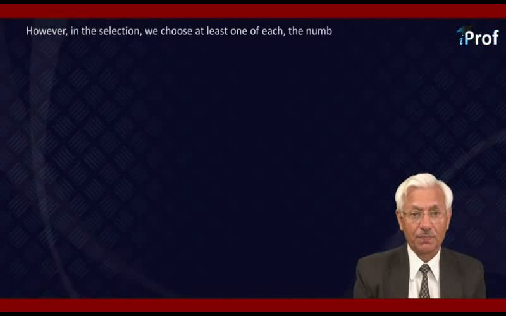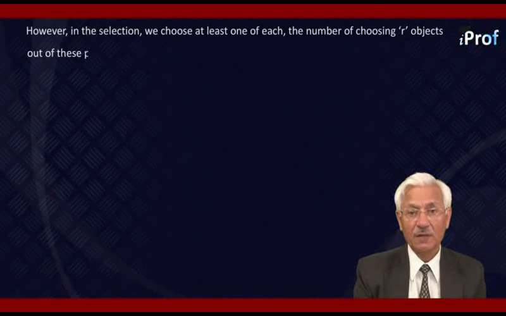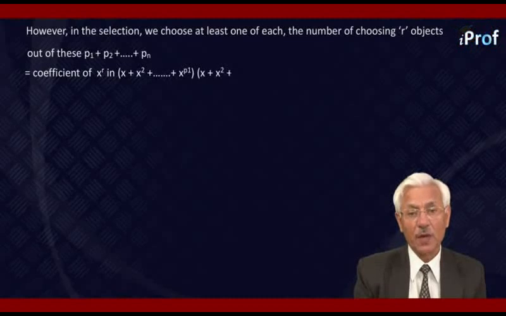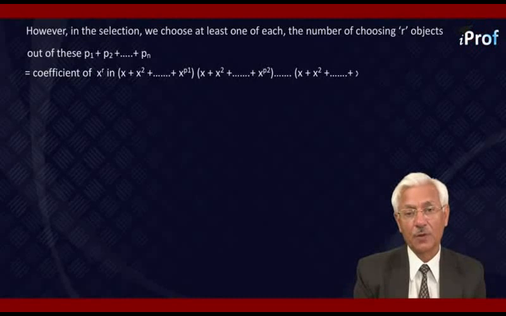However, in this selection we choose at least one of each. The number of ways of choosing r objects out of these P1 plus P2 plus so on up to Pn is equal to the coefficient of x raised to power r in the product of (x plus x square plus so on up to x raised to power P1) into (x plus x square plus so on up to x raised to power P2), and so on, their product (x plus x square plus so on up to x raised to power Pn).